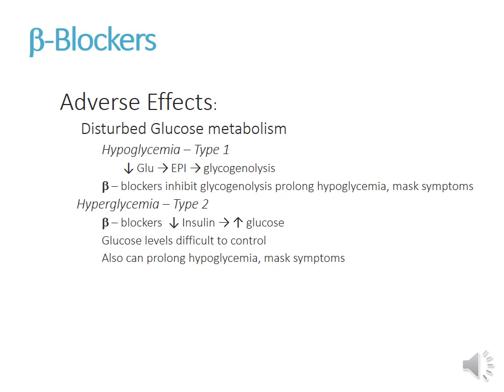And then for type 2 diabetics, you potentially see hyperglycemia occurring because beta blockers can prevent some insulin release from occurring, which is going to lead to higher blood glucose levels. So it can make it a little more difficult to control those patients.